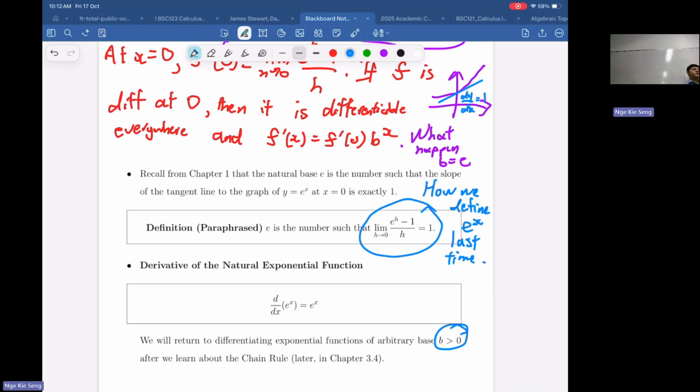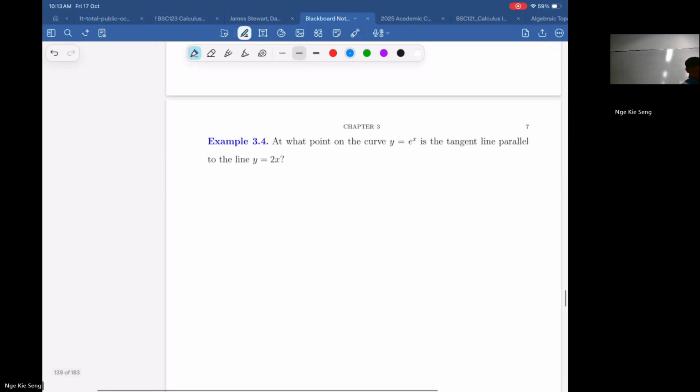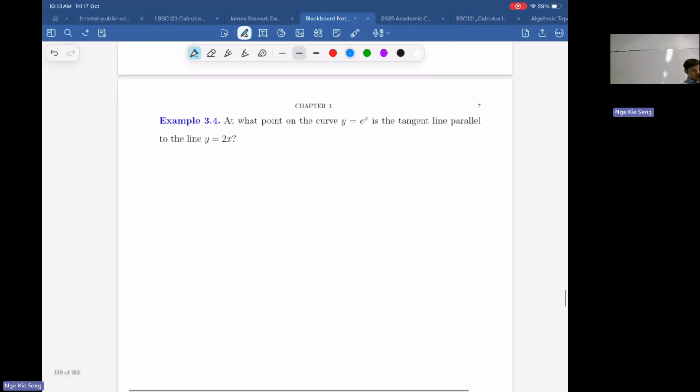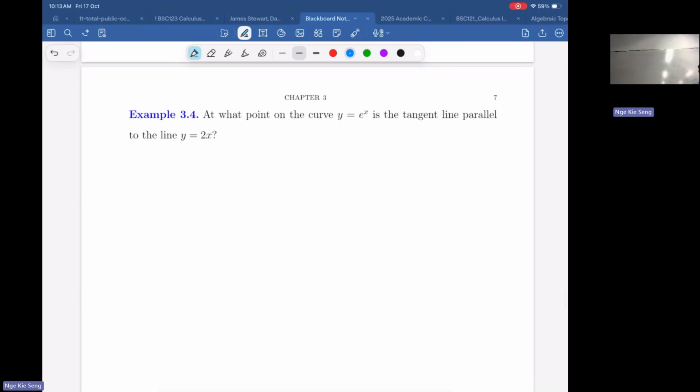So what does this mean? This means that if you start with e^x and then you draw the tangent line, you compute the gradient, it still looks like that. Still the graph looks like so. Okay or not?